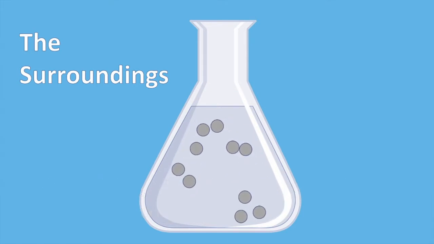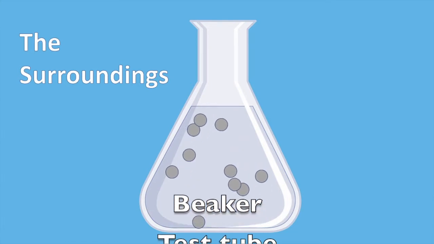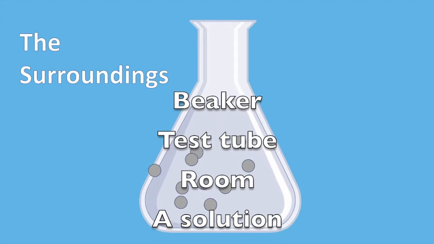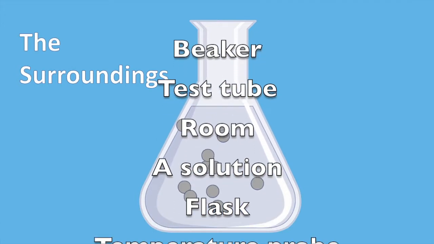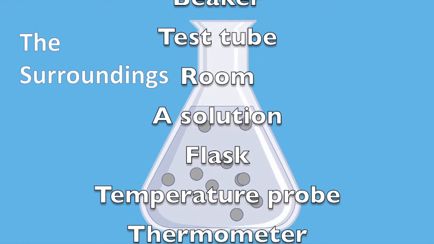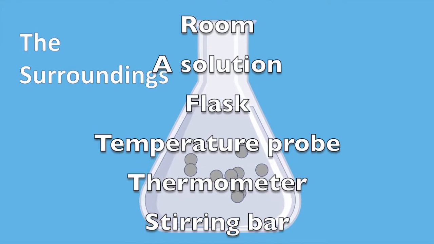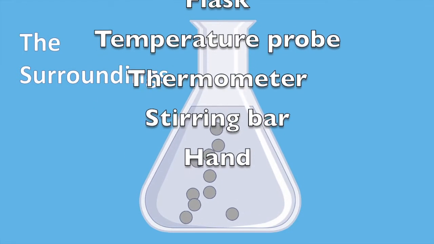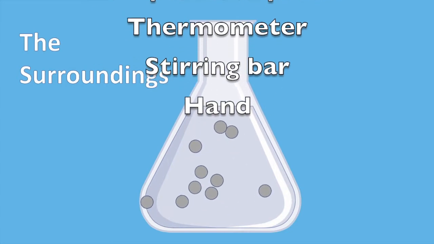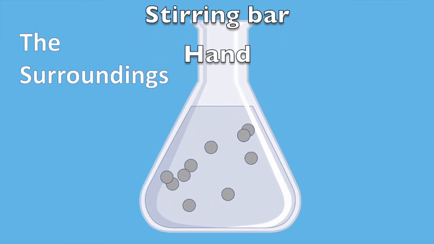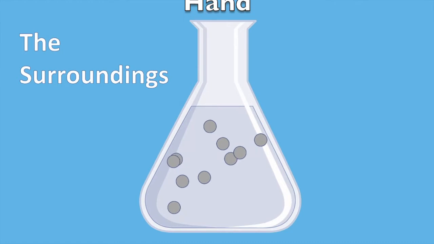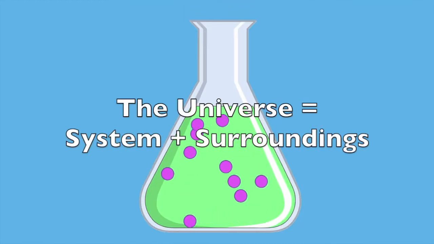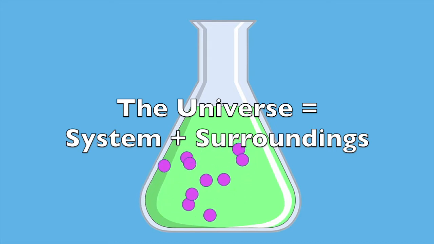It can be the beaker itself, or the test tube, or the room, or a solution that the chemical reaction is occurring in, or that a substance is dissolving into. It can be your temperature probe, or thermometer, or the stirring bar. It can even be your hands feeling the heat in the test tube, or in the beaker, or having the heat sucked out of them. The universe is the system plus the surroundings.